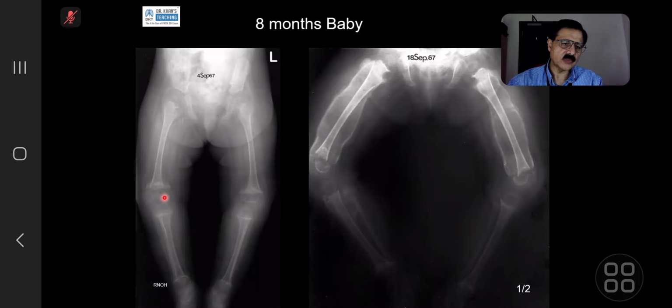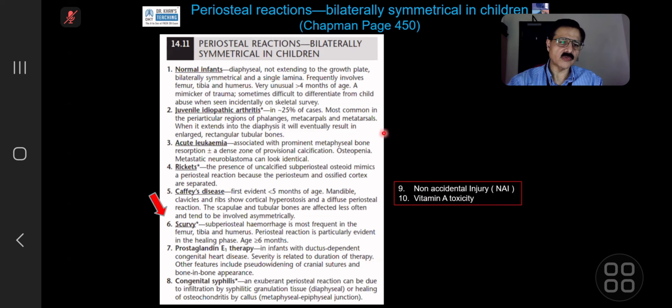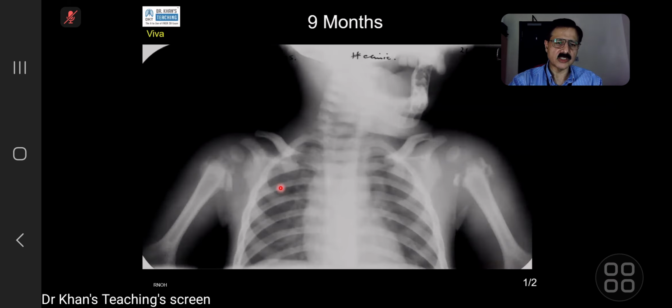If you see, some of these signs are visible here on the previous X-ray, where the Wimberger sign, etc., is seen. Then what happens is that when there is subperiosteal bleeding, it will cause periosteal reaction like this. That is why it comes in the differential diagnosis of bilateral symmetrical periosteal reaction in a child. So this is the manifestation, which is very important. What do you think is happening here?